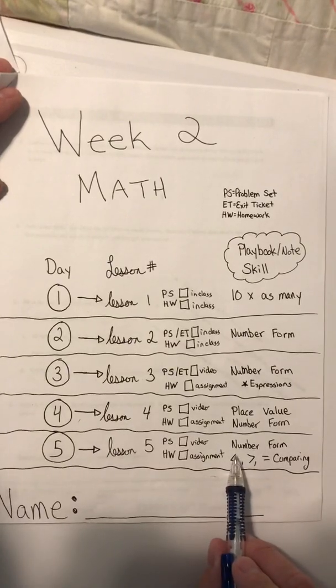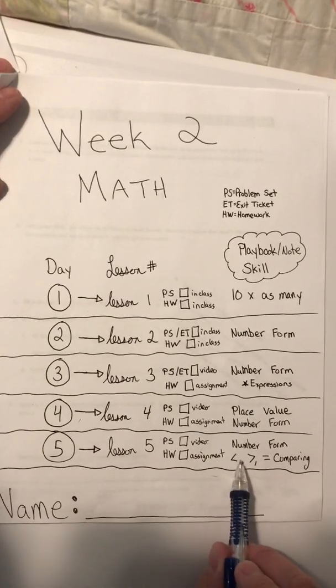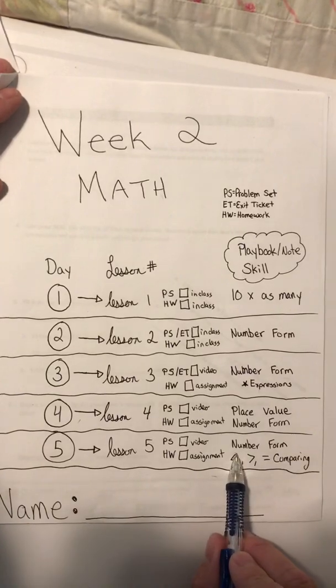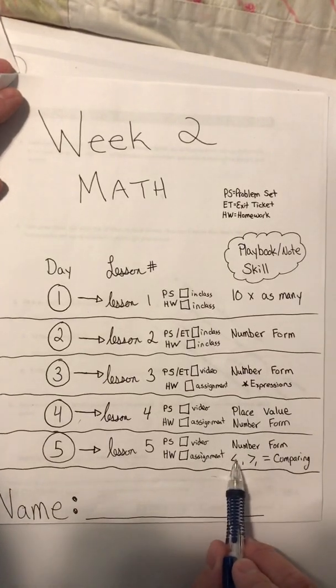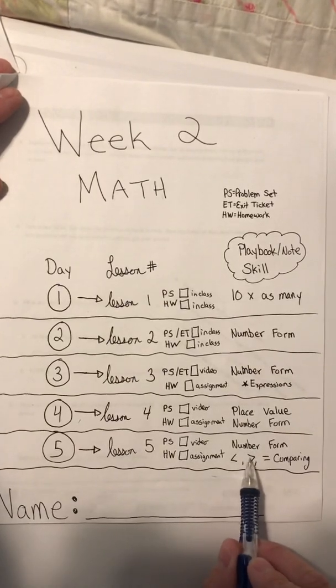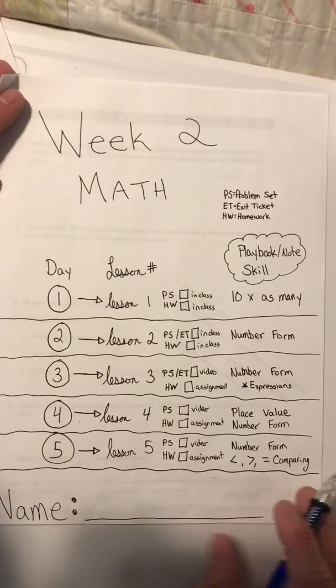And if you remember from your earlier grades, maybe you do Pac-Man, but it eats the bigger number. So this would be a less than sign, a greater than sign, and an equal. I know that this is also a less than sign because it looks like an L, and this one is the greater than. So we'll read that as we get through.